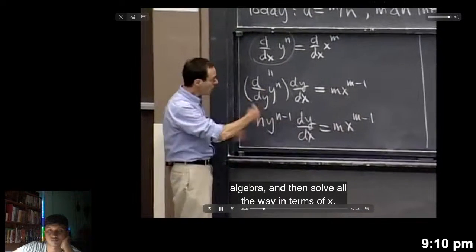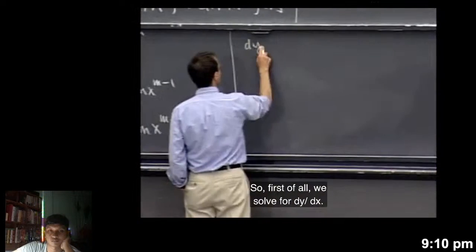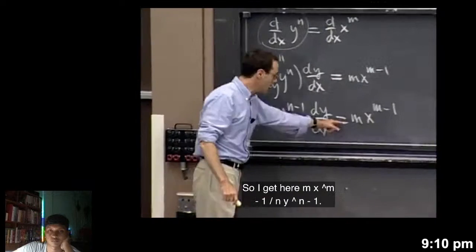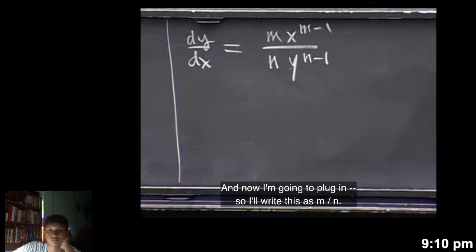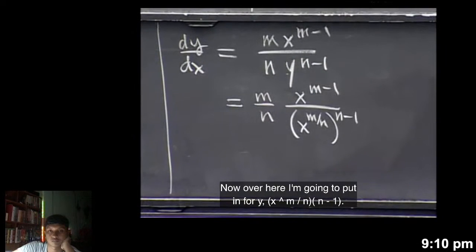So first of all, we solve for dy dx. I do that by dividing by the factor on the left-hand side. So I get here m x to the m minus 1 divided by n y to the n minus 1. And now I'm going to plug in. So now we're almost done, but unfortunately we have this mess of exponents that we have to work out.